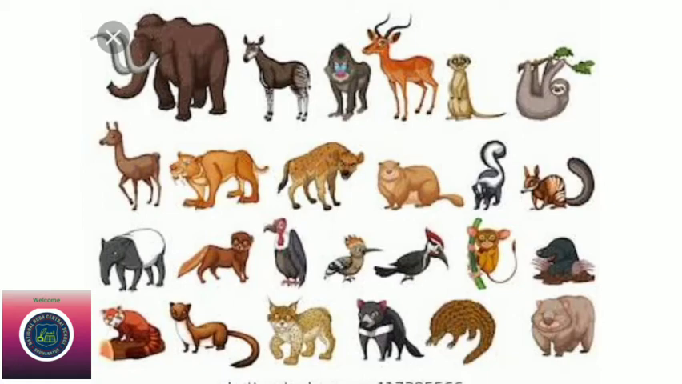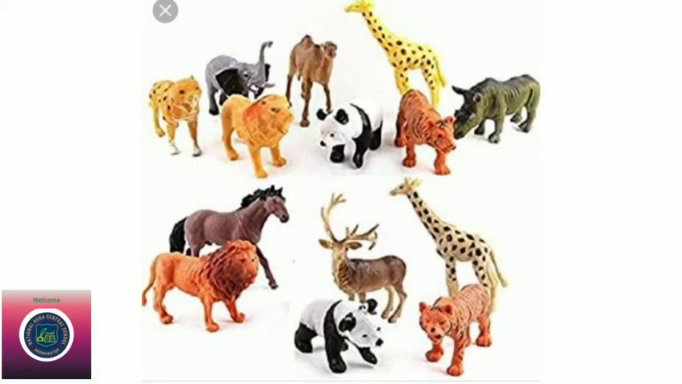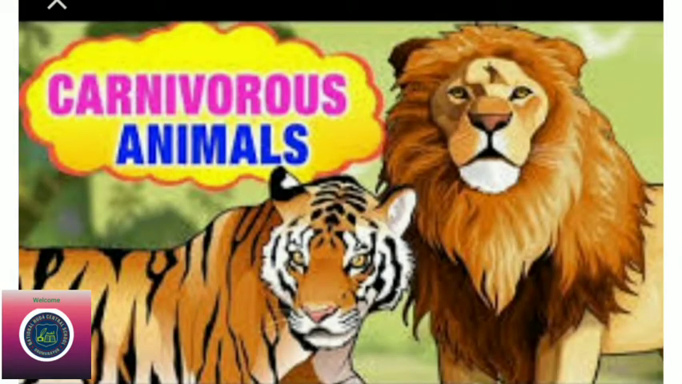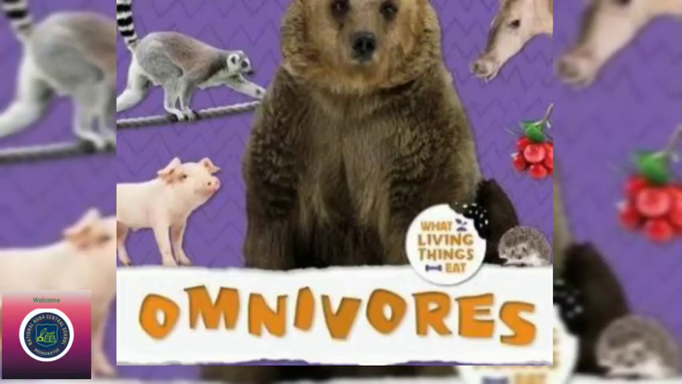Today we are going to learn about different types of animals. According to the food habits, the animals are divided into three groups: herbivorous animals, carnivorous animals, and omnivorous animals. Let us learn one by one.